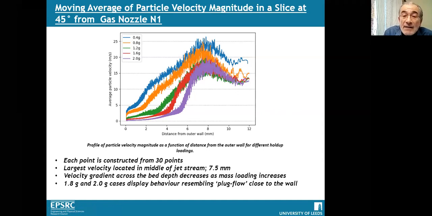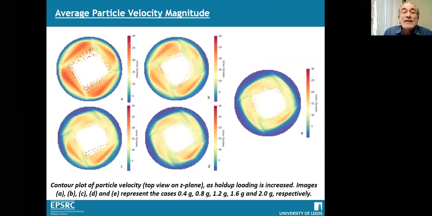So what happens actually in terms of this is the top view of the particles for the whole of the bed of the jet mill. So we start from 0.4 gram up to the maximum of 2 gram holdup, and as you see here, for 0.4 gram, you have very high velocities. These are because of the jets. And then you have much lower velocities for 2 gram holdup.